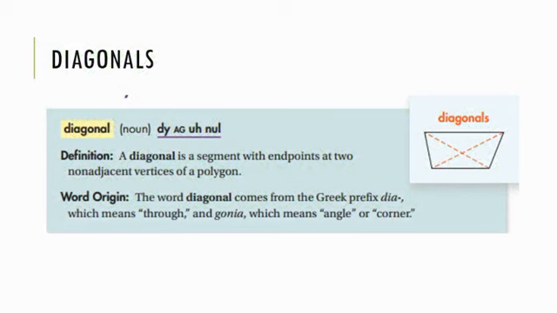A diagonal is a segment with endpoints at two non-adjacent, and that's important, non-adjacent vertices of a polygon. So for example here, these two points are adjacent, therefore you cannot have a diagonal to those vertices. The only diagonal you would have from that point would be straight across there. So a diagonal, again, is a segment with endpoints at two non-adjacent vertices of a polygon.